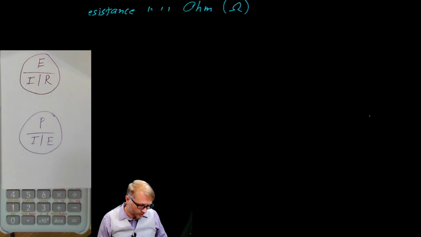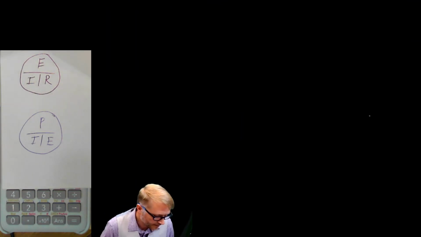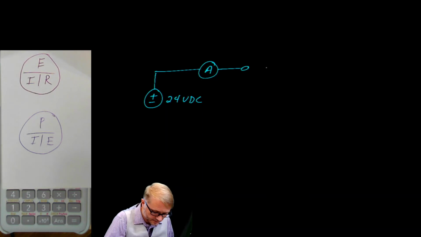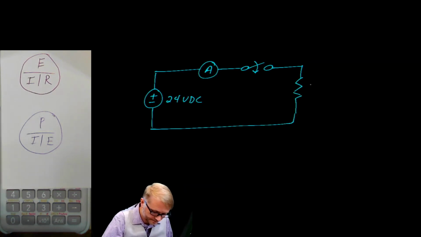Let's see how this all works with a real problem. We'll assume a 24-volt power supply. We'll put in a current meter. We'll have a switch, but we'll assume that switch has been closed. And then we have a 2 ohm resistor. So 2 ohms. And if you'd like, we can put a voltmeter out here for good measure.